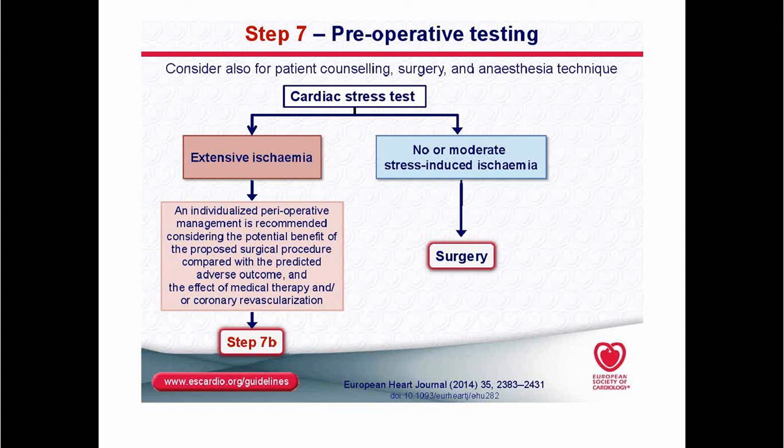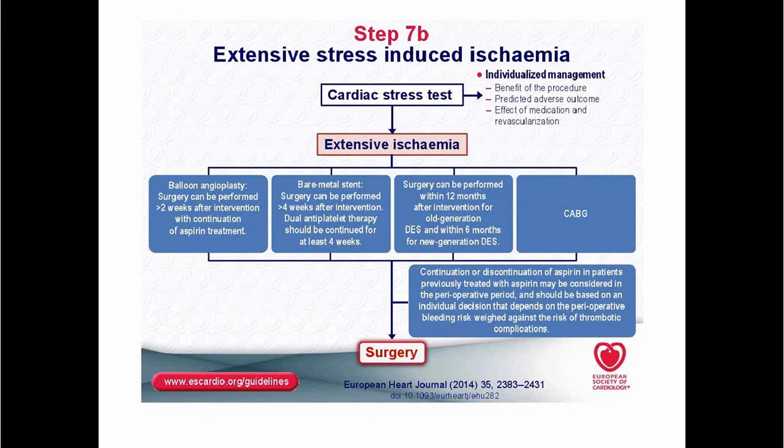But if the patient has extensive ischemia with ischemic burden identified by stress imaging modalities above 20%, then here's the most challenging case you can ever meet in your practice. This will depend on an individualized multidisciplinary approach, weighing the benefit of proceeding to the surgery against the potential risk and harm on the cardiac condition. And here we should proceed to step 7B, which is we can determine for how much time the surgery can be postponed.